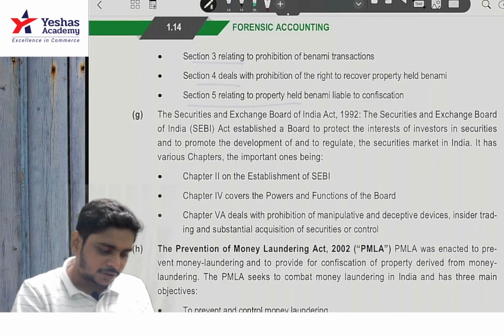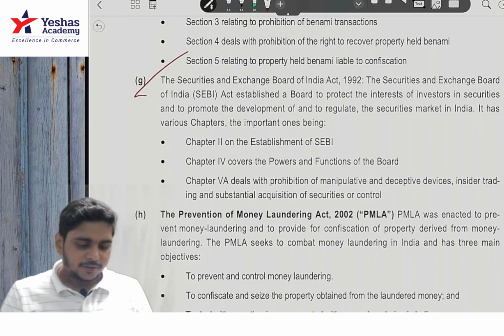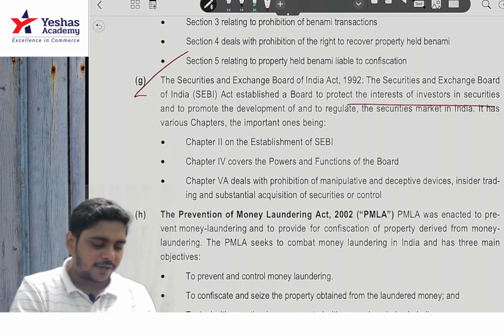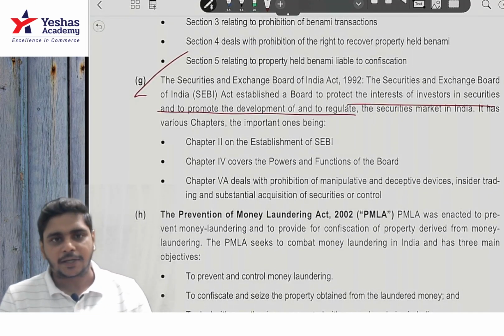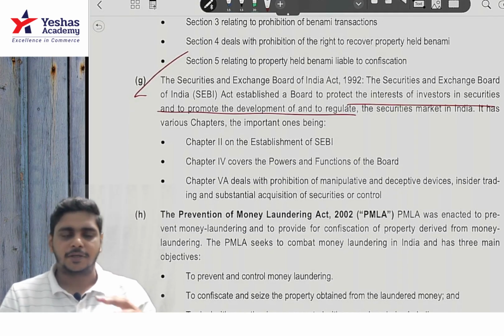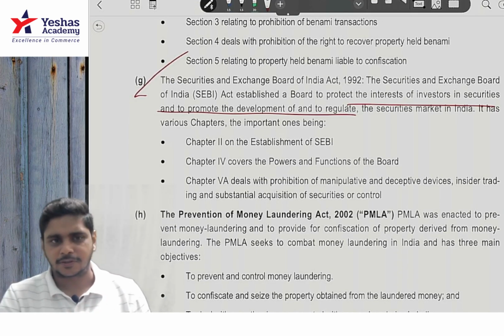The next act talks about SEBI. SEBI is basically to protect the interests of investors in securities, and to protect the development and to regulate, okay, the investors basically. For SEBI, for listed companies, you can say.